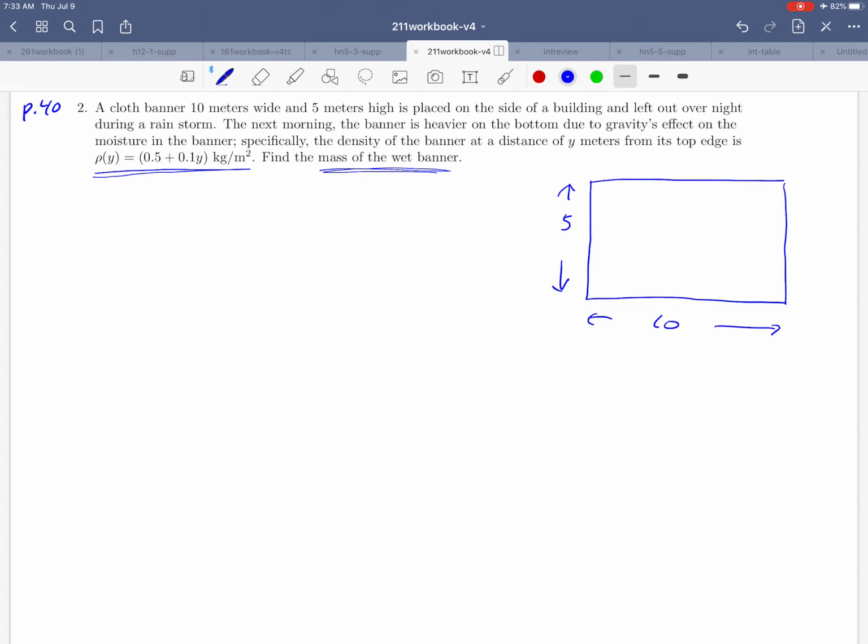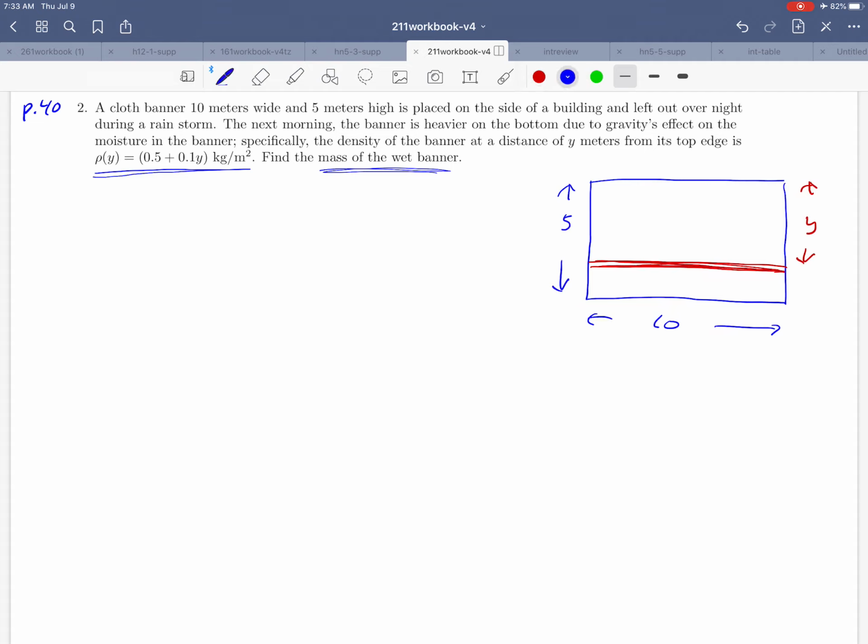And the question is, how would we slice? We want to slice in such a way that the density of the banner doesn't change very much on the slice. In this case, that means to pick a slice where the distance from the top edge doesn't change very much. So it makes sense in this case to slice in this direction, so that the distance y from the top edge of the banner to our slice doesn't change very much over the slice that we've got. It stays approximately constant.